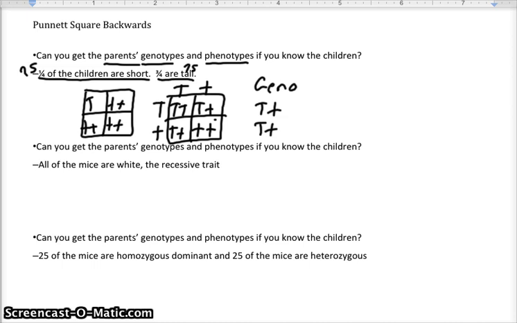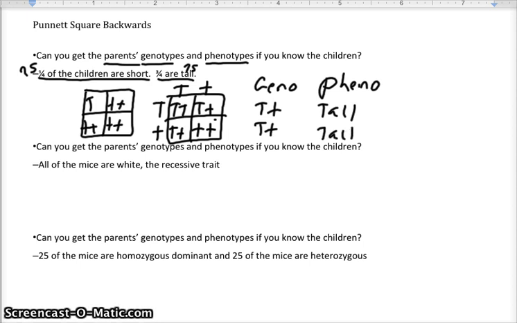We don't have to put in percentages because it's not a probability that one of these parents is going to be that. That's what the parents had to be in order to get this ratio of kids. And then the phenotypes: they're both going to be tall.